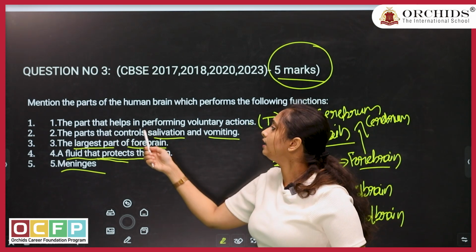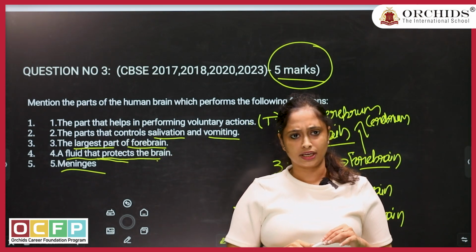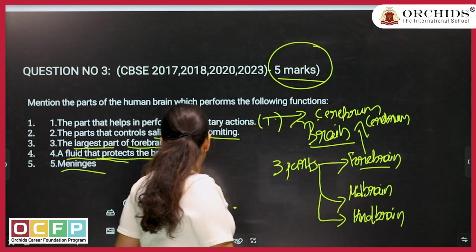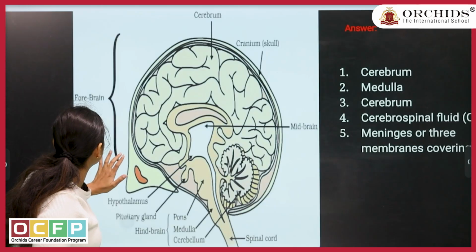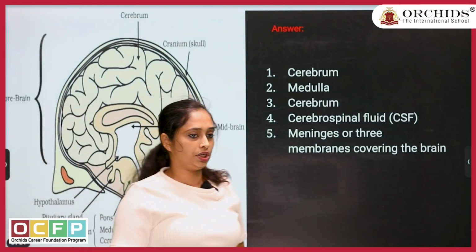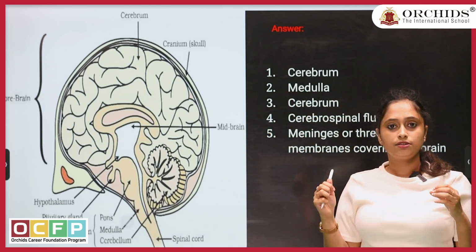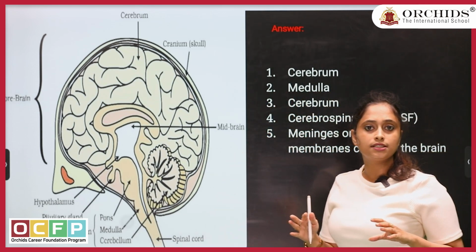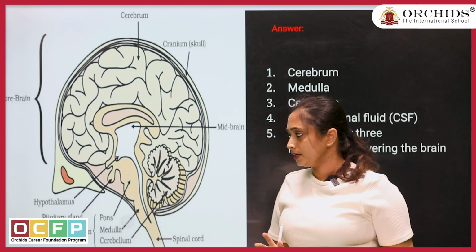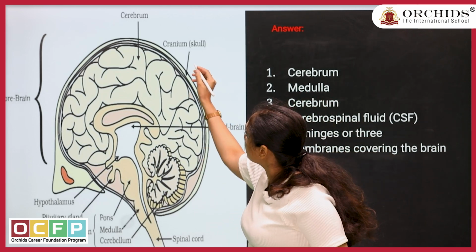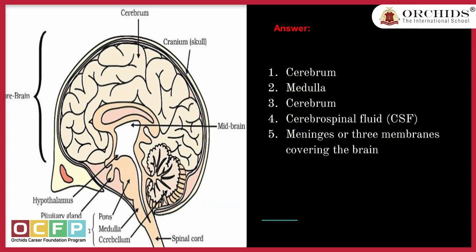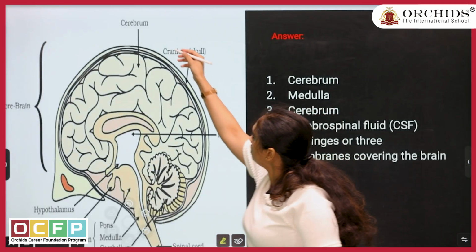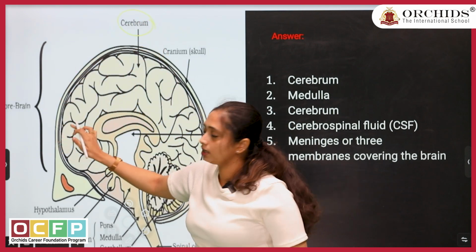Now, second one, the part that controls salivation and vomiting. When you see salivation and vomiting, we need to see one more thing: the structure of the brain. We can see the structure here. Which part in the brain is controlling the salivation and vomiting process? Here, the first answer we mentioned is cerebrum, the part which is controlling the voluntary action. Here you can see this entire region is the forebrain.